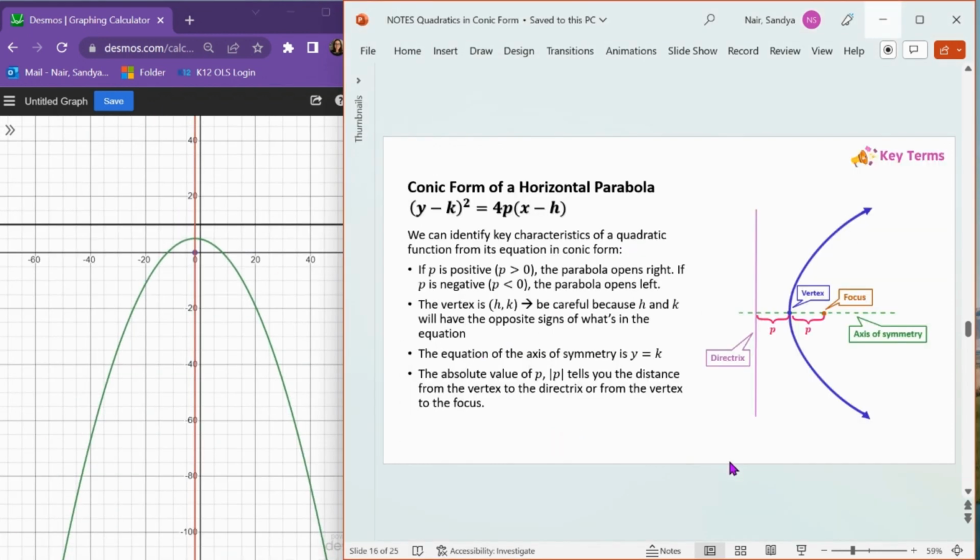So we can also graph horizontal parabolas in conic form. Once again, we can identify the key characteristics from the equation. If p is positive, the parabola will open right. If p is negative, the parabola will open left. The vertex will be located at hk, and once again, we have to be careful because h and k will have the opposite signs of what's in the equation. The equation of the axis of symmetry will be y equals k, and then the absolute value of p will once again tell us the distance from the vertex to the directrix or from the vertex to the focus.